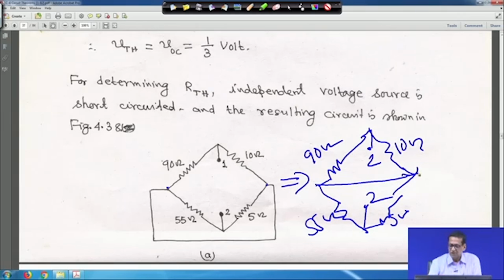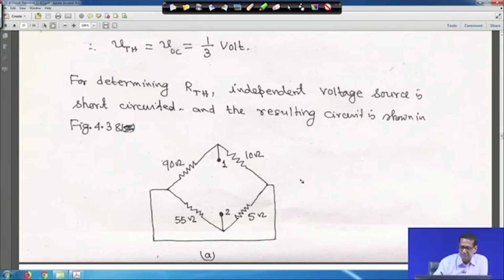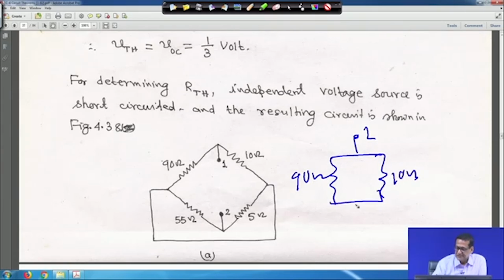So, these two are shorted. If it is so, that means as these 2 points are shorted, 90 and 10 are tied together. 90 and 10 are in parallel and 55 and 5 are in parallel. So, if we redraw this circuit again, this will be terminal 1, and this will be your 90 ohm and this will be your 10 ohm. This is your common terminal, and this will be your 55 ohm and this will be your 5 ohm, and this is terminal 2, right.